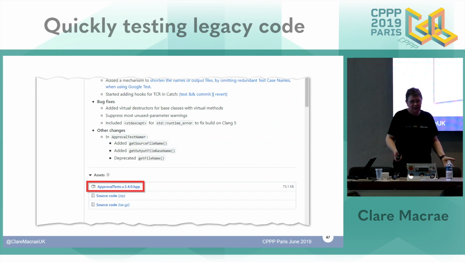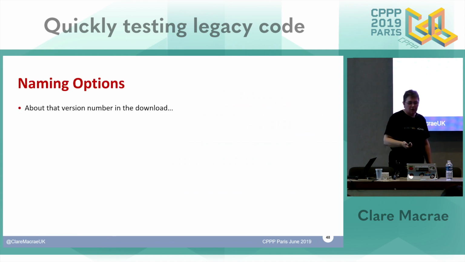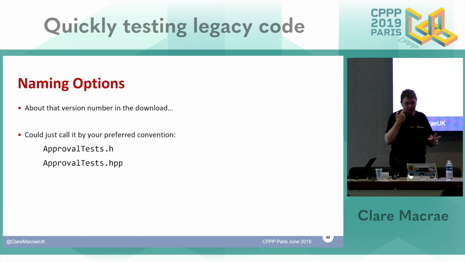Okay, so why am I telling you that? That's trivial. I'd like to talk about the version number that's in the file name, because it might be tempting to download that file and put it with that file name in your version control system, but then if you've got 30 test files, all of which hash include a file with a version name, that's going to be really annoying when you update to a newer version. So you could save the file without the version number.